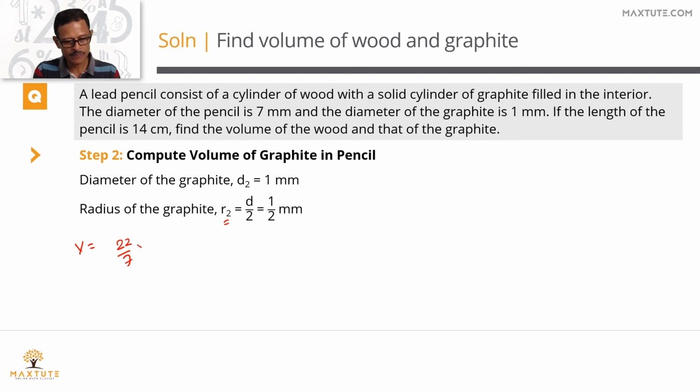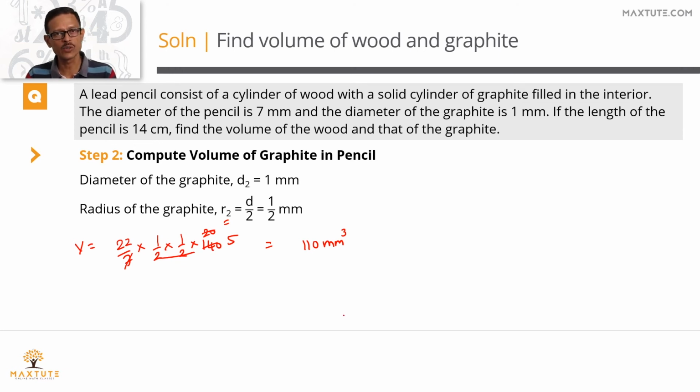Pi is 22 by 7 into r2 is 1 by 2. So 1 by 2 times 1 by 2 times into the height, which is equal to 140 millimeters. So this number that we are getting is a volume in millimeter cube. 7 gets cancelled with this 140 to leave us with a 20. 4 gets cancelled with 20 to leave us with a 5. So volume is equal to 110 millimeter cube.